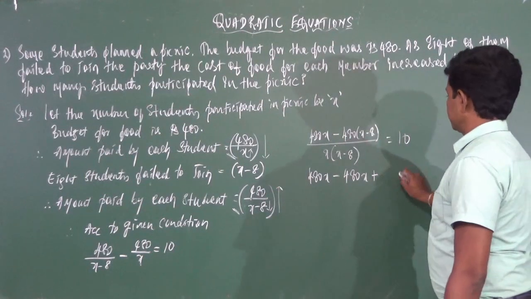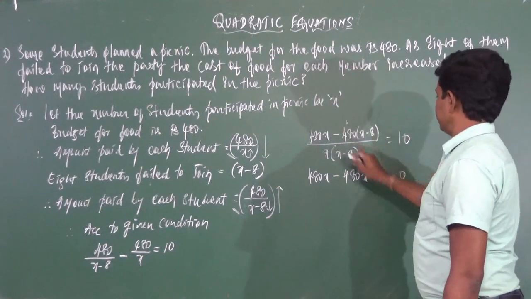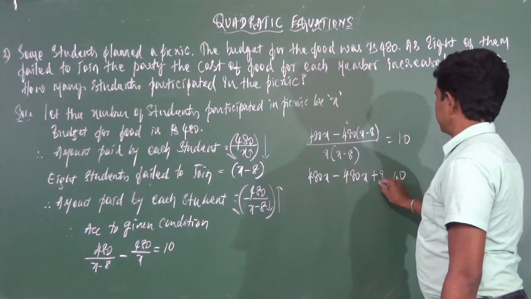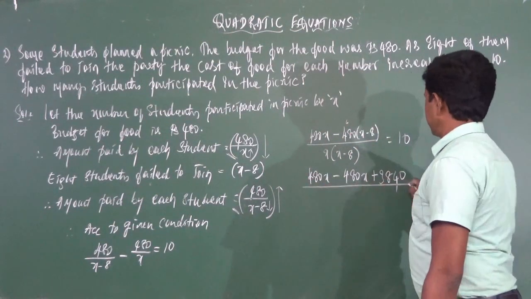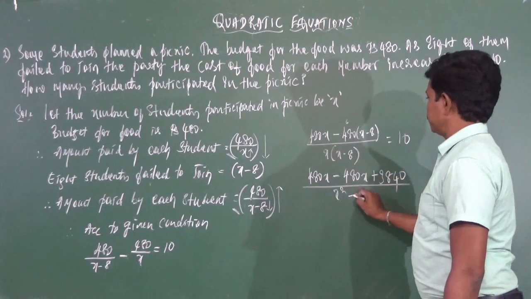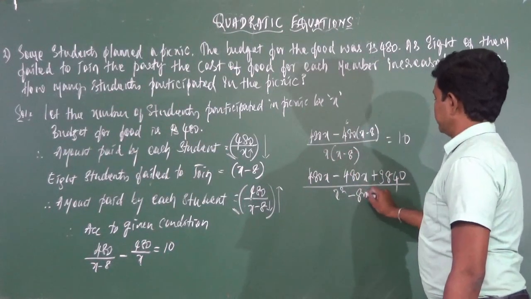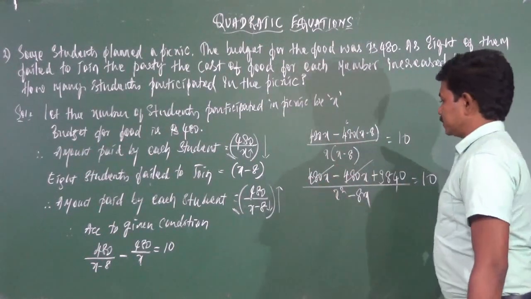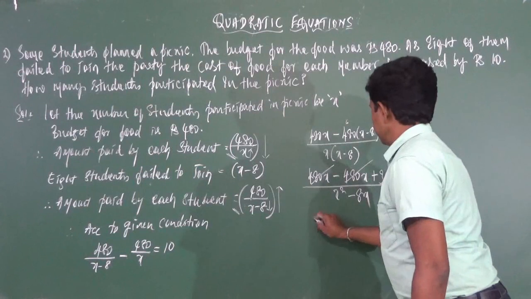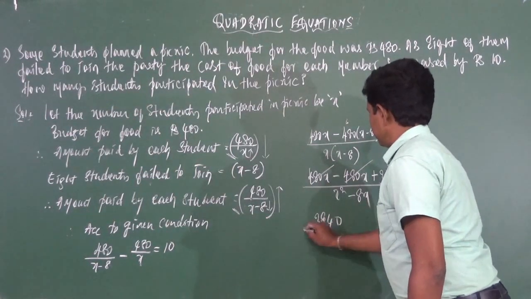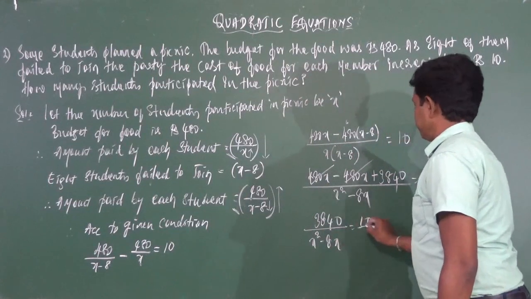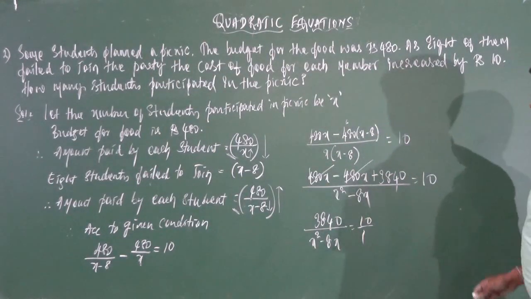So 8 zeros are 0, 8 8s are 64, 8 4s are 32, plus 6, 38, 3840 by x into x is x square minus x into minus 8 is minus 8x is equal to 10. So minus 480x plus 480x cancels. So remaining is 3840 divided by x square minus 8x is equal to 10 by 1. So go with cross multiplication.